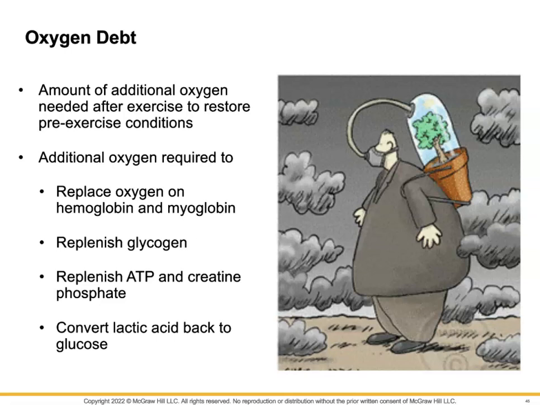Your liver cells are going to convert lactate back to glucose through gluconeogenesis. Well, that requires oxygen. So when you see somebody sitting around after exercise and they are breathing so hard, that's when you think they are repaying their oxygen debt.